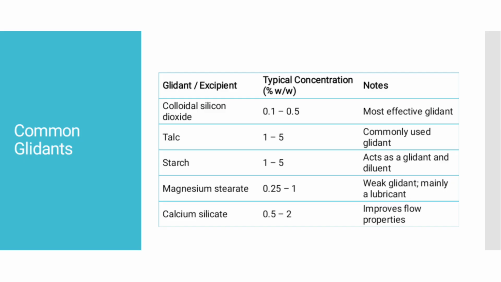Then moving to next one, that is calcium silicate. It is used in concentration of 0.5 to 2%. Okay. So colloidal silicon dioxide is the best and most effective glidant. Okay. So you can remember the first point, important from examination point of view.